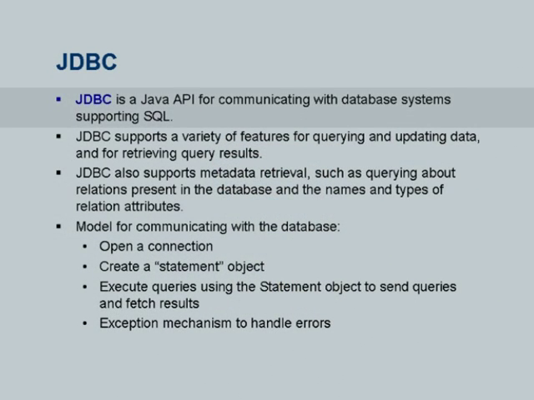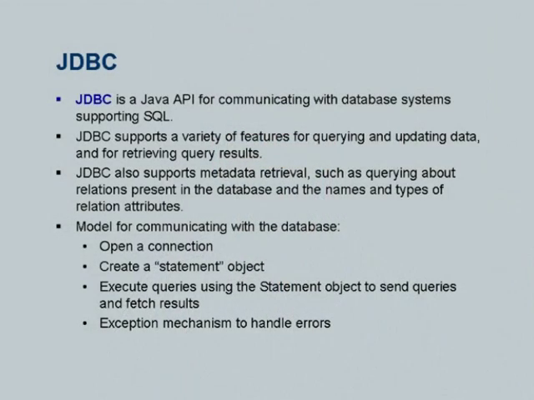So JDBC is the Java language API, which is the standard. The way you do stuff in JDBC is you open a connection to the database, then you have to create what is called a statement object, and then execute queries using the statement object, and then at the end you have to close the statement object, close the connection when you're done. There's also an exception mechanism. If something goes wrong while processing queries, Java has an exception mechanism, and the JDBC API uses that to signal errors back to the application program.